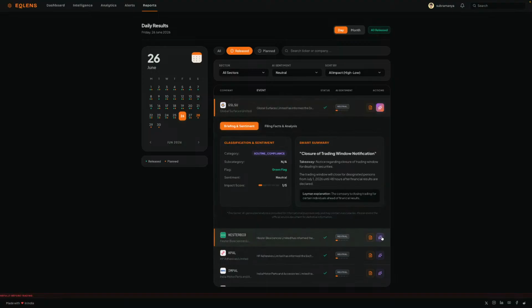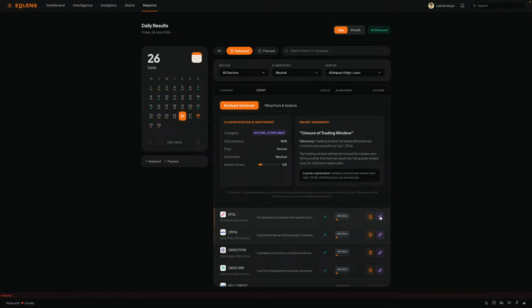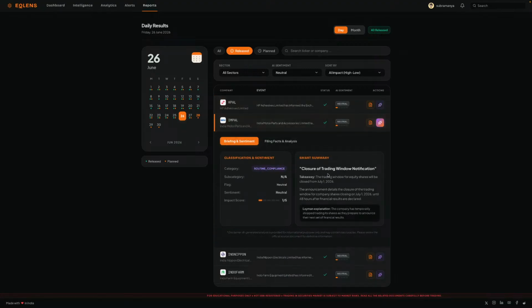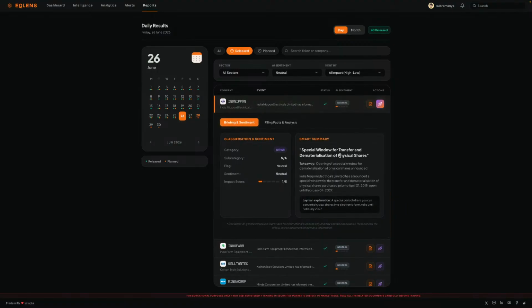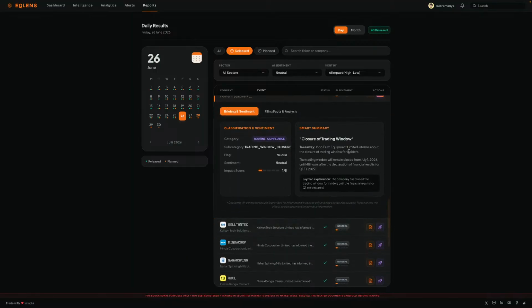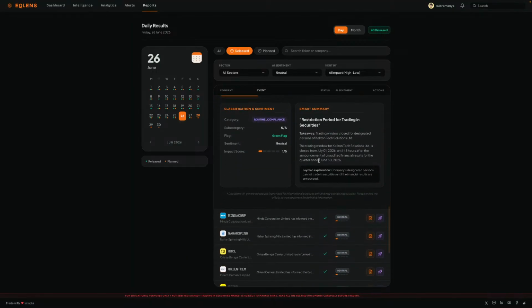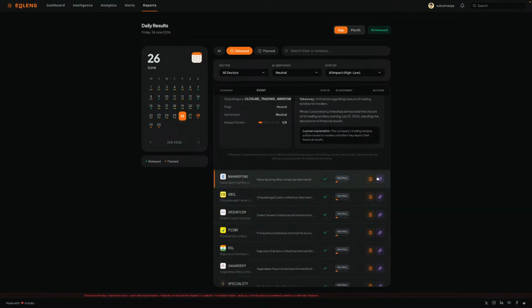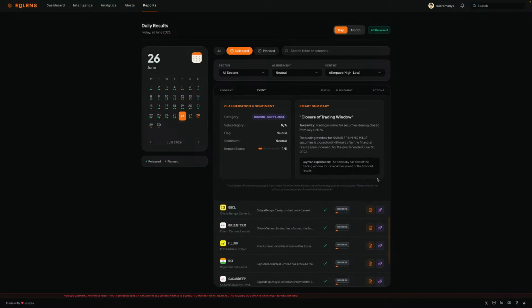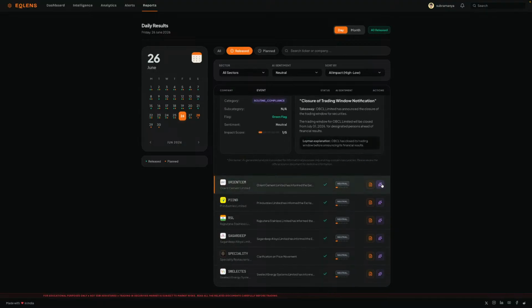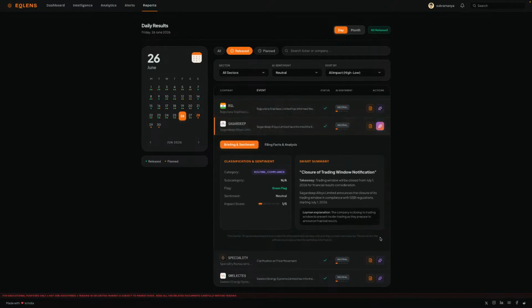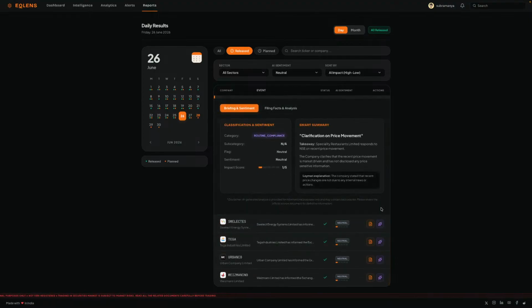Routine compliance closure of trading window, routine compliance closure of trading window, special window for transfer and dematerialization of physical shares. It's a routine compliance. Restriction period for trading window and securities, closure of trading window, intimation, proceedings of 15th general meeting, closure of trading window.